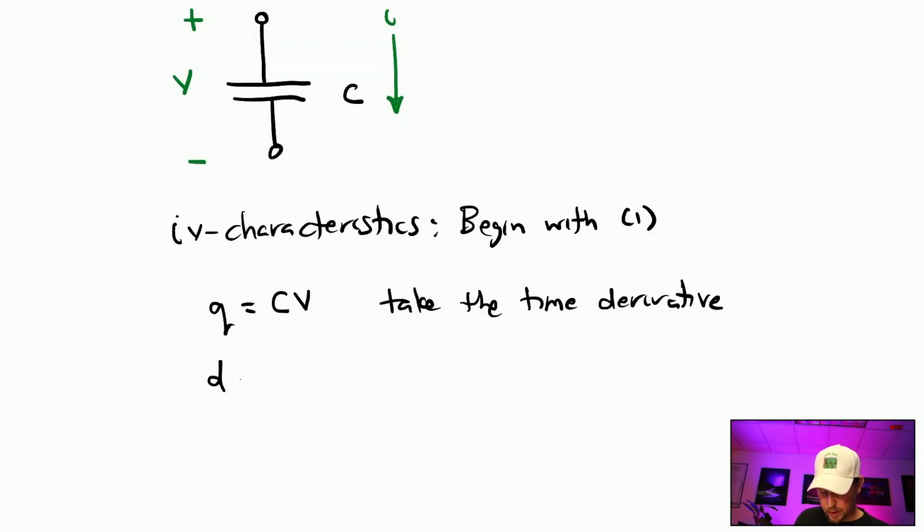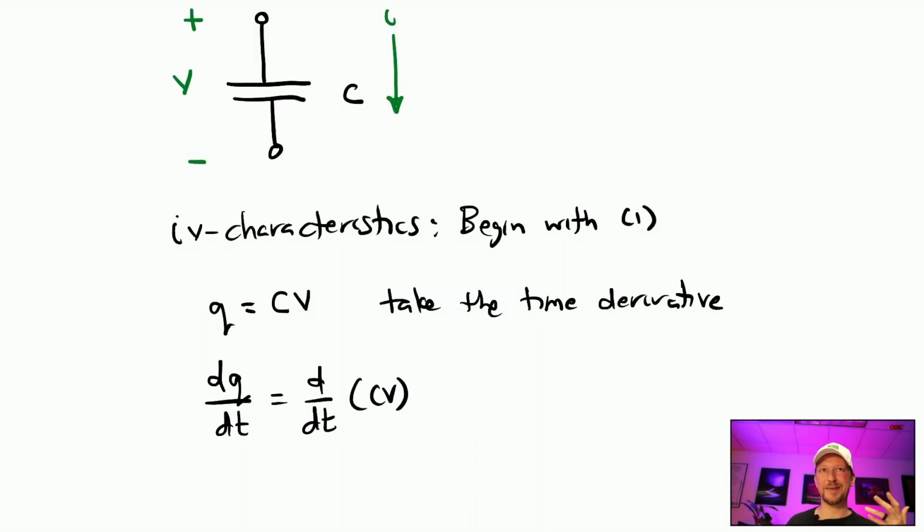So here, if I differentiate both sides with respect to time, hopefully you recognize that on the left-hand side, that's the current that flows through the capacitor. The current flowing through this, by definition, is dq/dt. On the opposite side, we have to be a little bit careful.